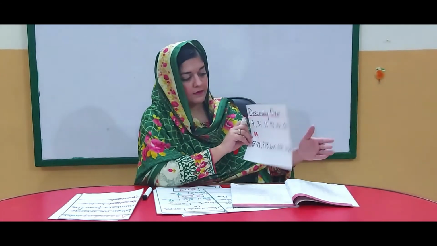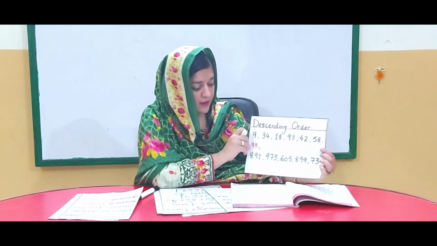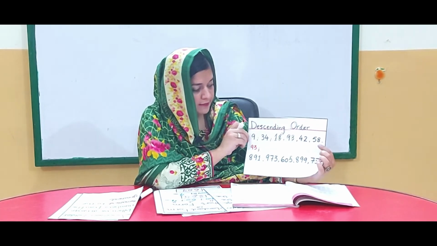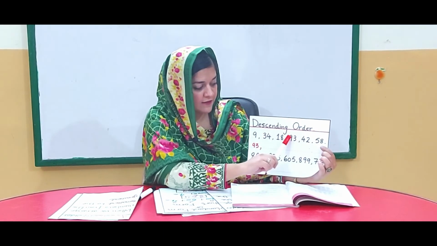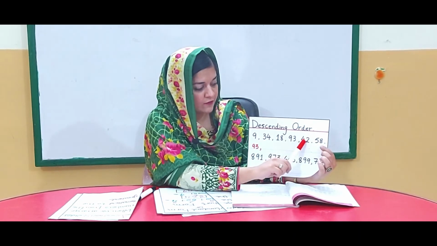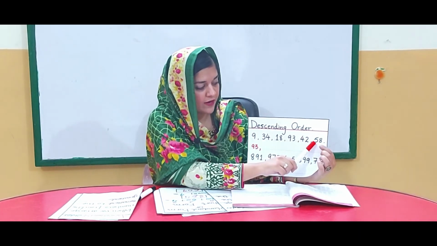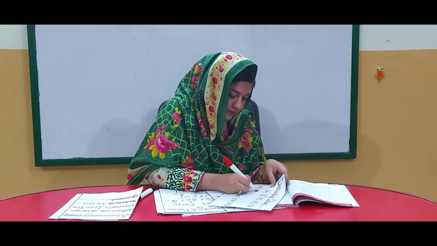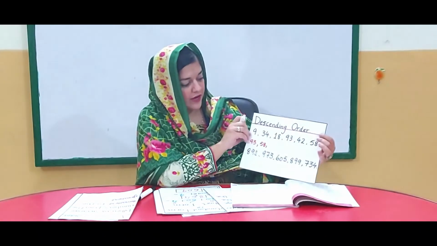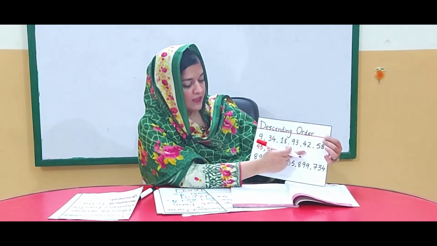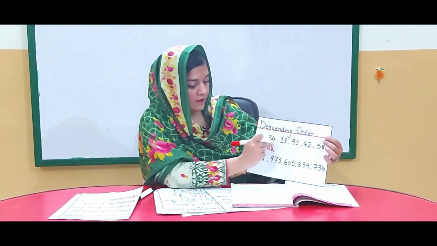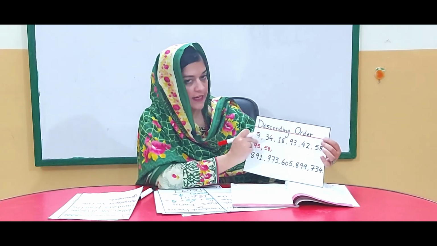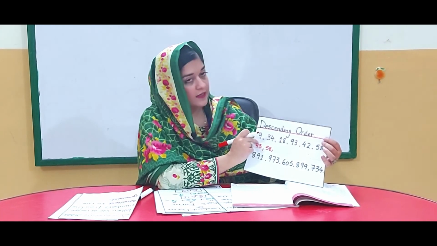Like this, you can see. Okay, which number is next? It is 58. We can't write 42 because it is less than 58. So we will write 58 here. After this, what will we do? We will write 42, then 34, then 18, and then the smallest one, 9, will come here.